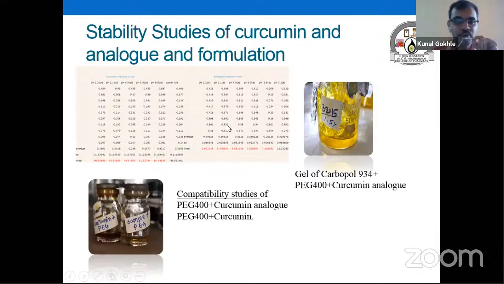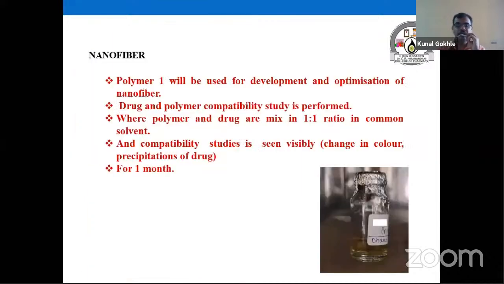Our curcumin analog is found to be stable over the acidic range, but not over the alkaline range. Whereas known curcumin itself is not stable over the acidic range and also not over the alkaline range. So this again shows us the suitability for development of the curcumin analog into a cancer product, and therefore we went further and carried out compatibility studies of the curcumin analog with this particular polymer, and we are very successful in the development of a gel for the topical formulation of our curcumin analog.